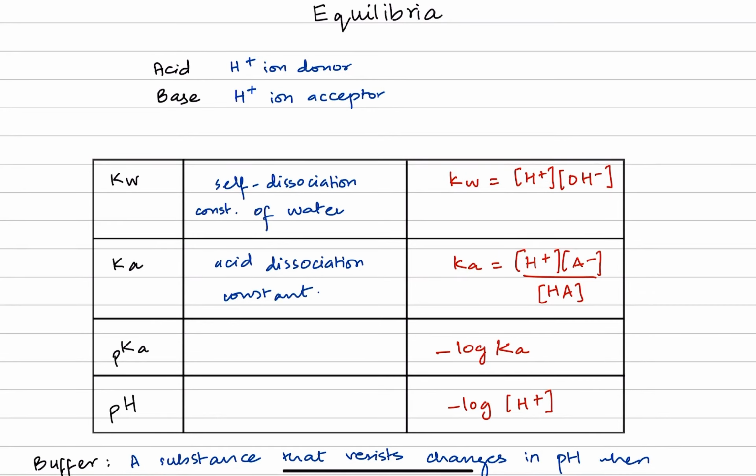Hey everyone. So in today's quick revision video for A2 chemistry, we're going to be talking about equilibria. Before we talk about equilibria, the first thing we need to understand from AS level is the definition for acids and bases. An acid is a hydrogen ion donor and a base is anything which is a hydrogen ion acceptor.